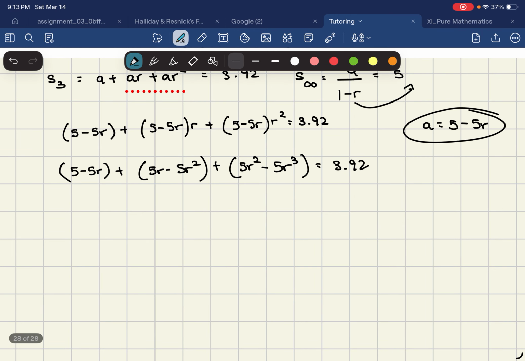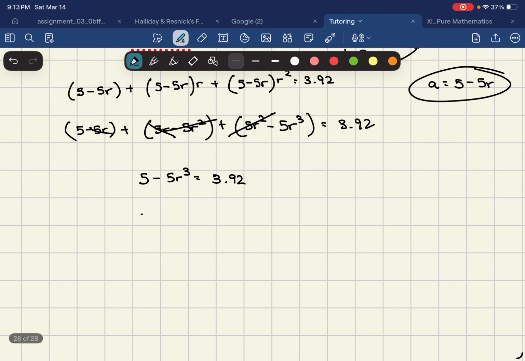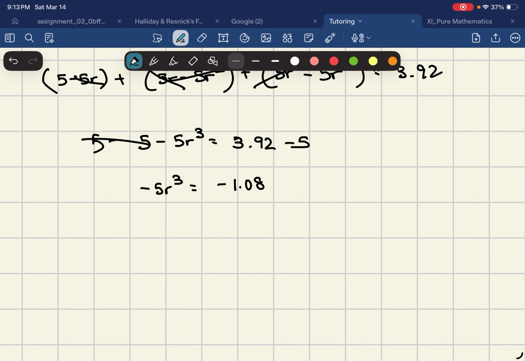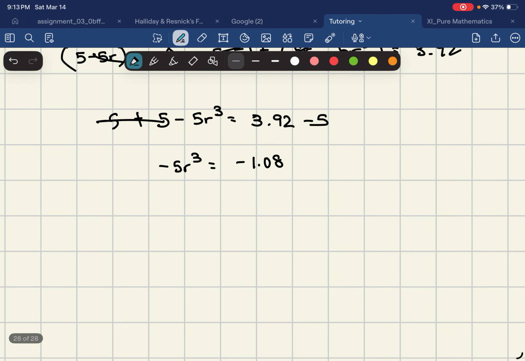Sorry about that. All right, so minus 5r and plus 5r get cancelled. Minus 5r squared plus 5r squared get cancelled. So I have 5 minus 5r cubed is 3.92. So minus 5r cubed, if I subtract 5 on both sides, is negative 1.08. So I just subtracted 5 on both sides. So 5 minus 5 will give me 0, right? Or actually, minus 5 plus 5 will give me 0. And now, if I cancel out the negative signs, I get r cubed is 1.08 divided by 5.